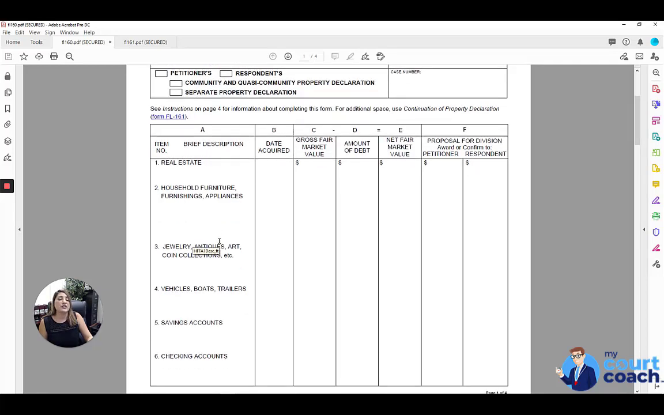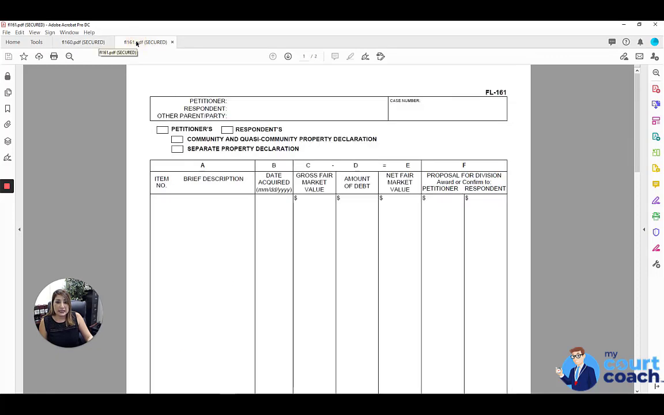Household furniture, furnishings, appliances. How detailed you want to get on this is up to you. Some people like to list every single table lamp in the house. Some people are happy to say living room set, bedroom set. If this is not enough space for you, there is the option of using the continuation of property declaration form as referenced above. That is this form right here.